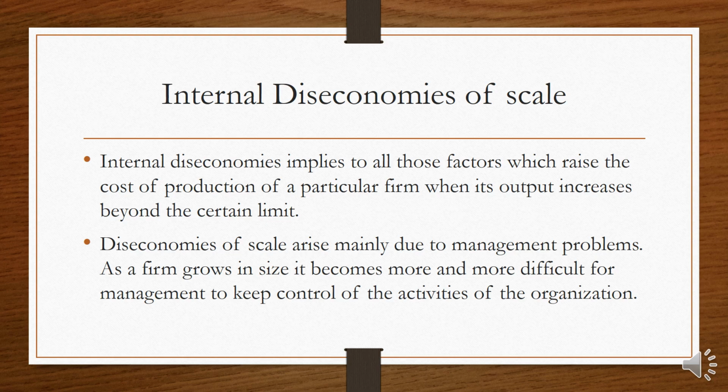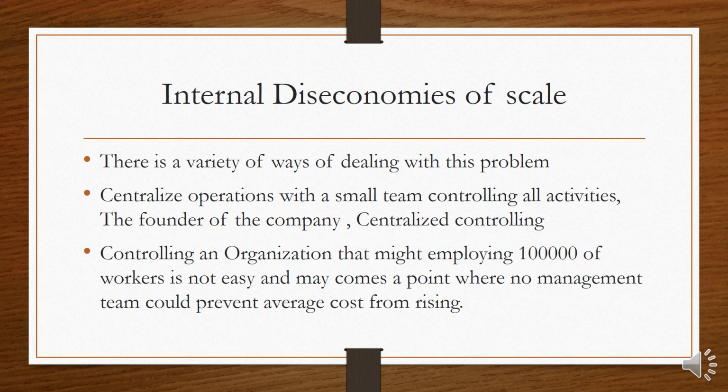The diseconomies of scale arise mainly due to the management problem. The first and most important reason is the management problem. As a firm grows in size, it becomes more and more difficult for the management to keep control of the activities of the organization. We already know that when it becomes too large, it is very difficult to control an organization, isn't it? In the same way, that may lead to an increase in average cost.